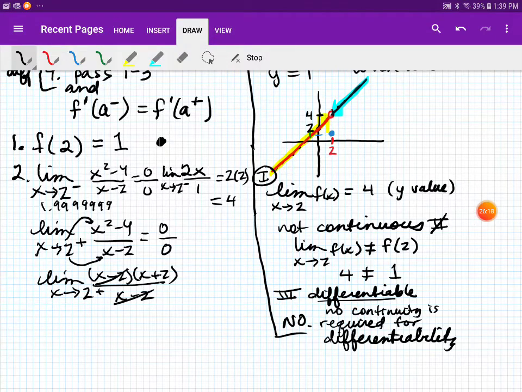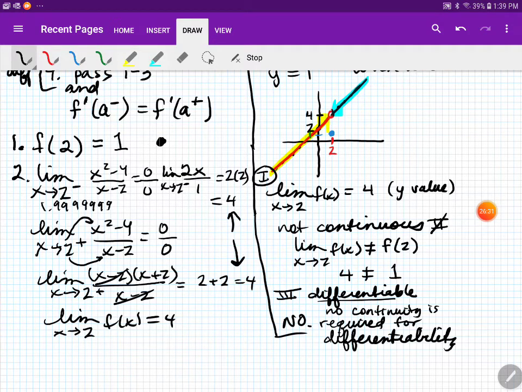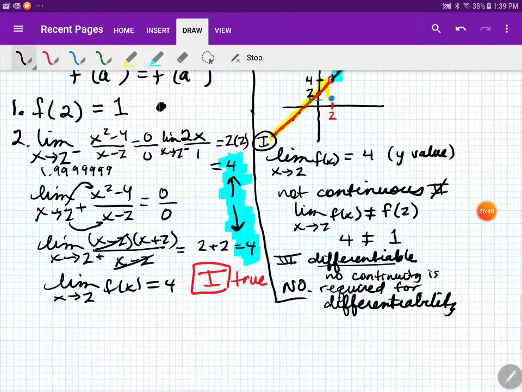Okay, so then this is 2 plus 2, and that's 4. So the limit is 4. So step 2, the limit as x approaches 2 of f of x equals 4. That's because these two values matched. Let me highlight those for you. These two values matched. If they match, there's a limit. If they don't match, there's not a limit. So this is number 1, so number 1 is true in our list.